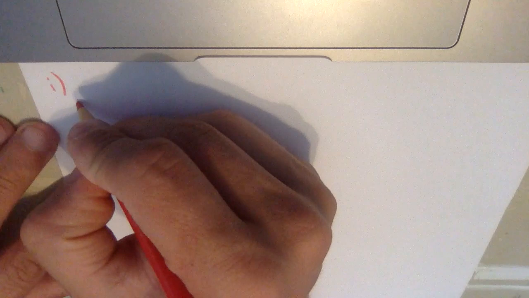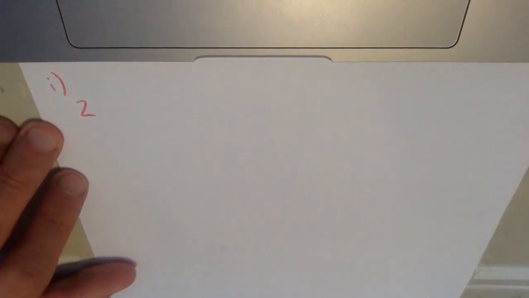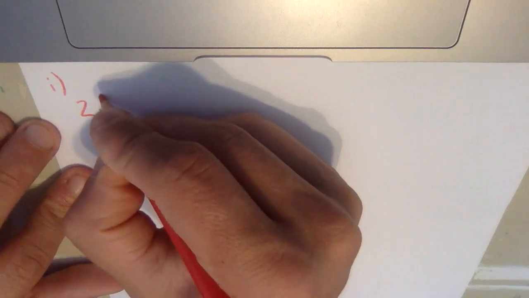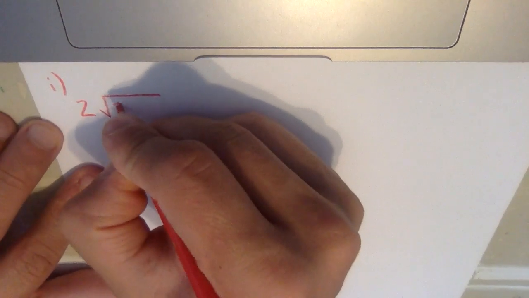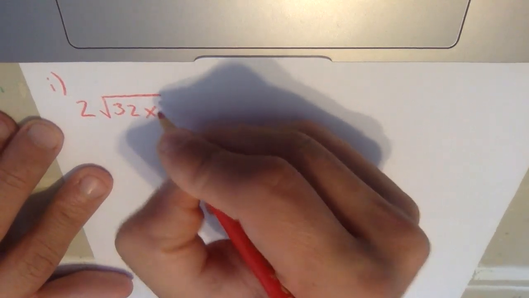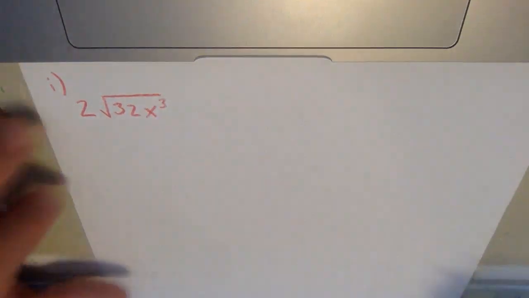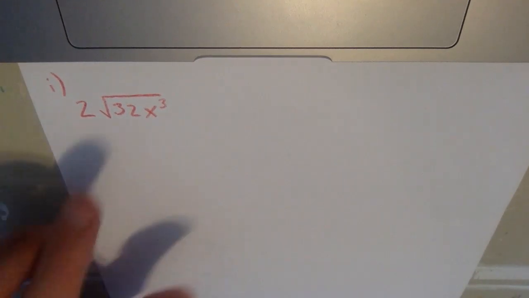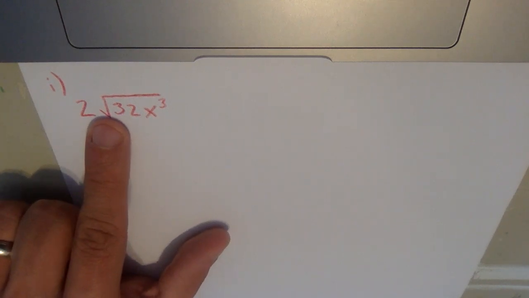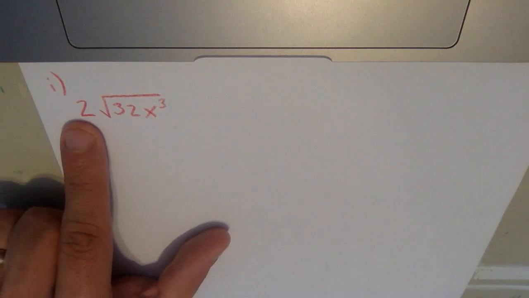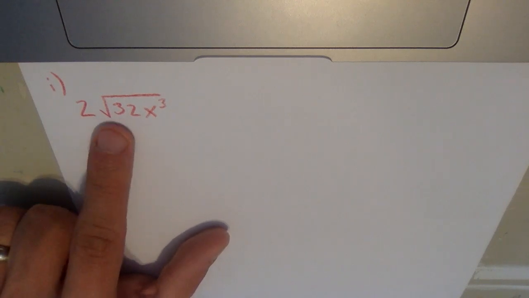For letter I, we're going to do a big 2 on the outside. So this is like 2 times the square root of 32x to the third. All right. And so hopefully when you look at this, you realize there's no number on the outside, so that means we're looking for pairs. And remember, whatever comes out, we're going to have to multiply by 2. Okay, so we're looking for pairs here.